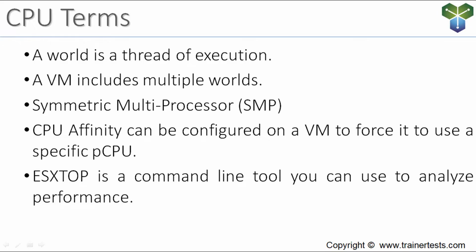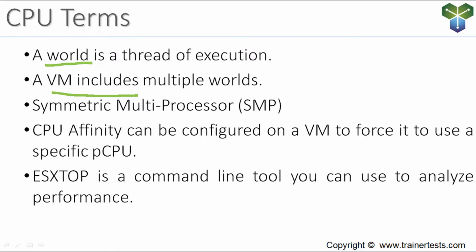First off, we have a world. A world is simply a thread of execution inside of an ESXi host. A good example of a world would be a virtual CPU for a virtual machine. Each virtual CPU that I configure a virtual machine with is going to be a thread of execution on an ESXi host, and it's going to be represented in ESXtop as a world. So a virtual machine actually includes multiple worlds, especially if it has multiple processors.